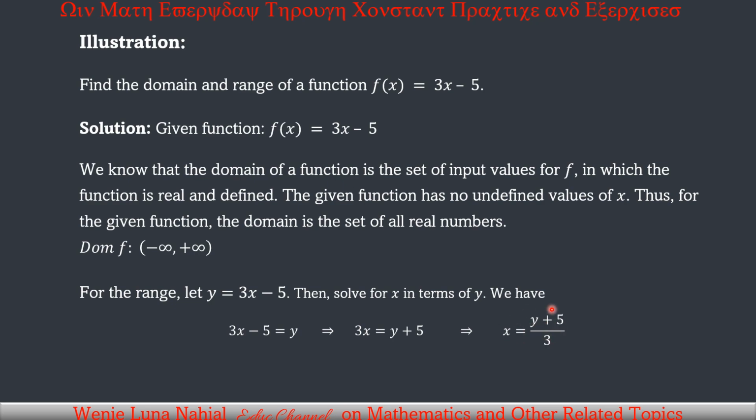So this gives us an idea that our range of this function f, or the codomain of this function f, is the set of real numbers. So we have this notation. Again, the open interval, we have negative infinity, positive infinity. Let's have another illustration.